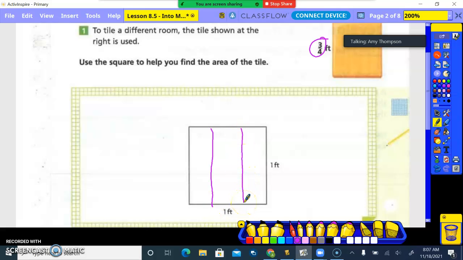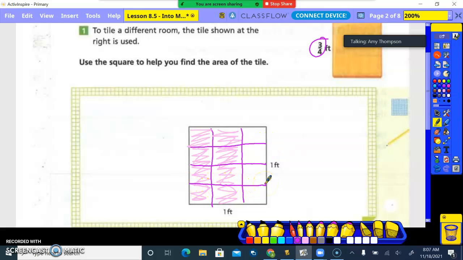Of those 3 columns, how many am I going to lightly shade? What's my numerator? 2. Okay, now I'm going to do my rows. I'm going to use the number on the left side. So how many rows do I need to use? What's the denominator of the next fraction? 4. So I'm going to draw 4 rows.